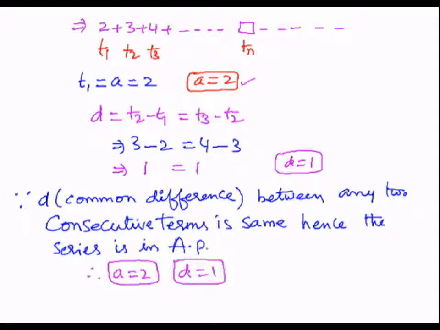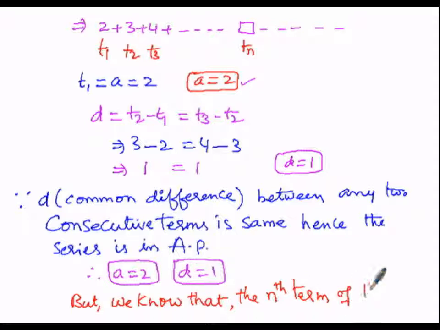So here, we know that the nth term of the series is given by Tn. It is the general term. Tn is equal to a plus (n minus 1) into d.